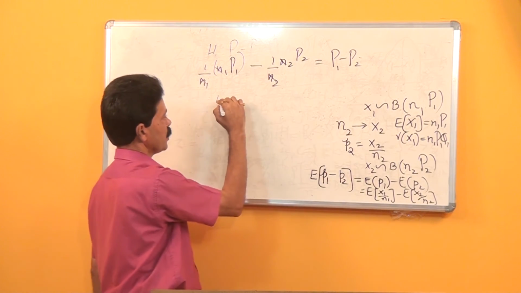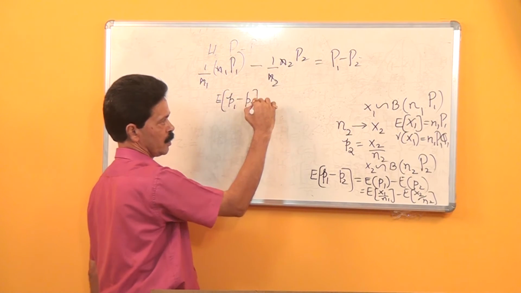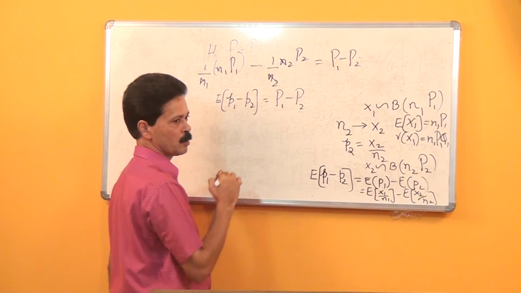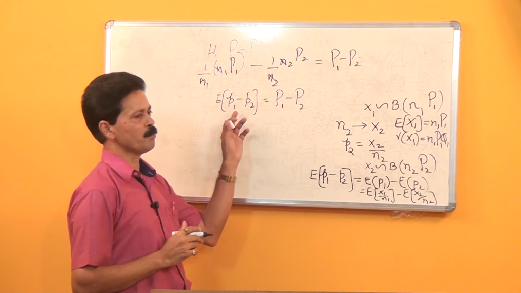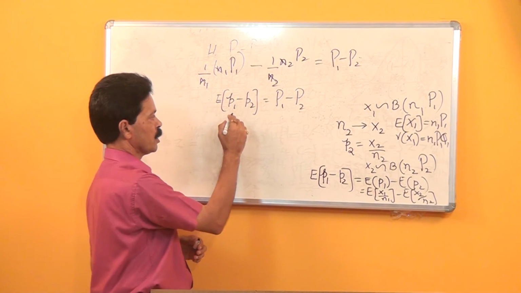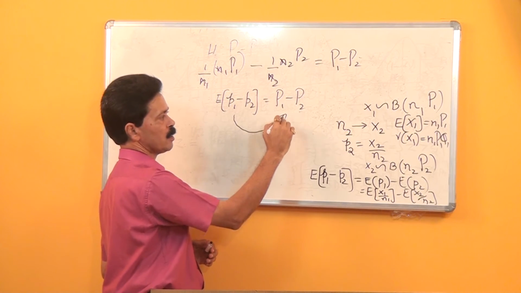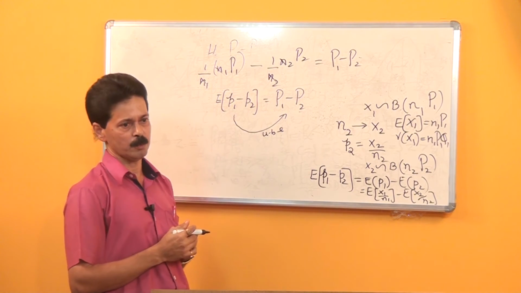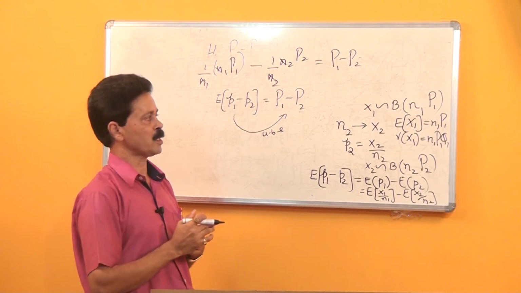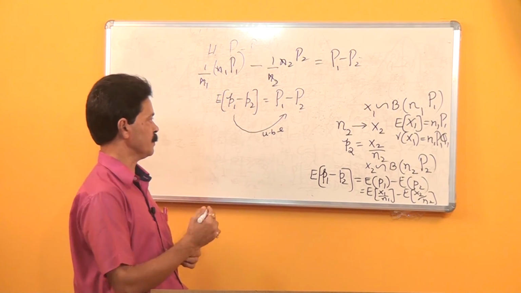So the left hand side, the expected value of the difference in the sample proportions, is equal to the right hand side, the difference between the population proportions. This is nothing but the definition of unbiasedness of an estimator. So that means p1 minus p2 is an unbiased estimator of P1 minus P2. That means the difference in the sample proportions is an appropriate statistic for estimating the difference in population proportions.